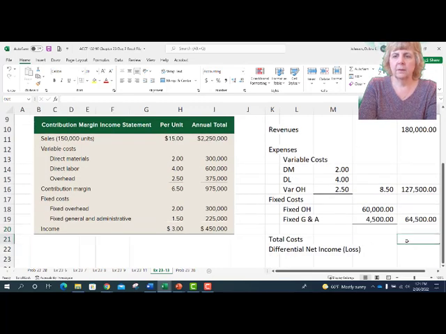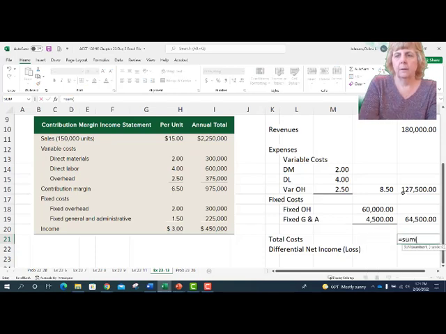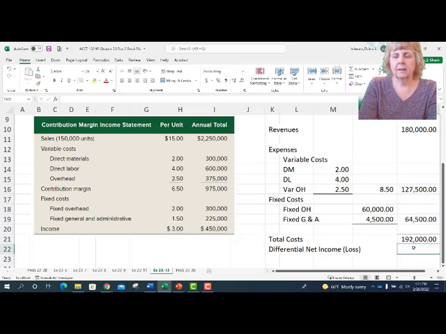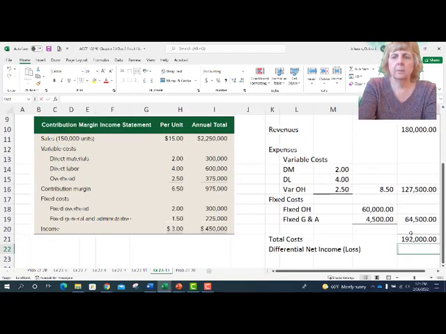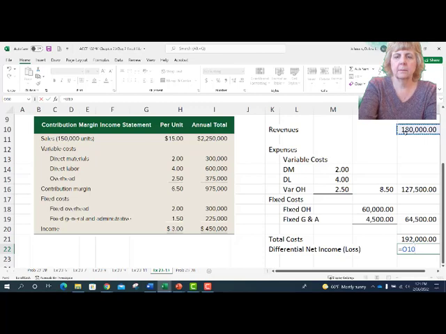And now we are in a position to make our decision. As soon as I add up all of those costs, which I will do right here, that would be a sum of the variable and fixed costs. And I can see that if I make this order, I would bring in $180,000 of revenue, and it would cost me $192,000. So my differential net income actually would be a loss.